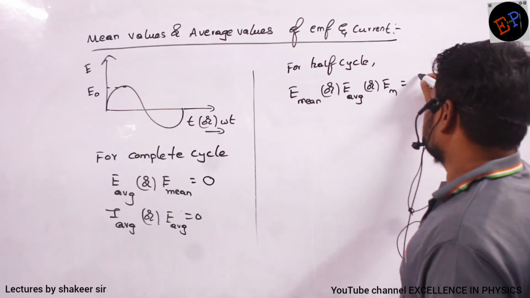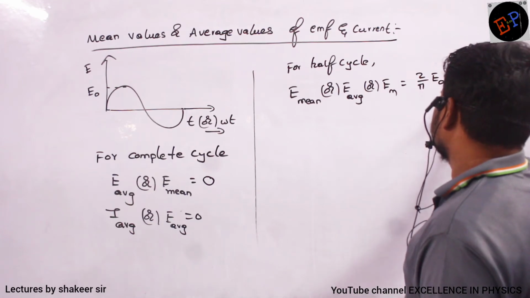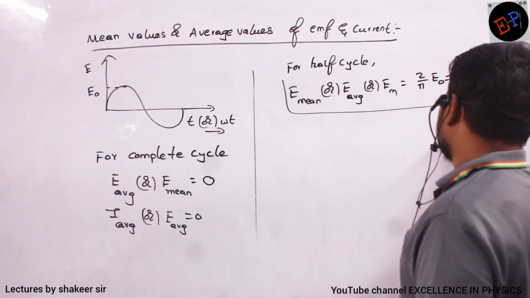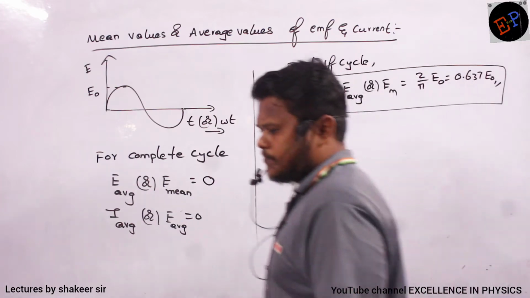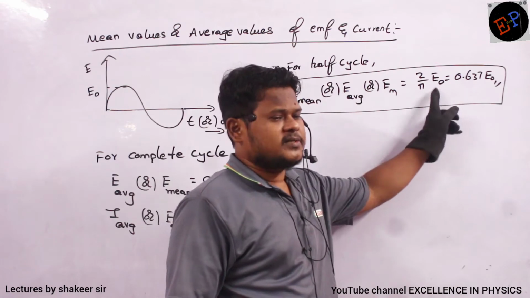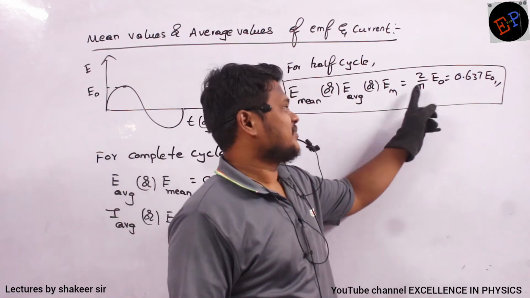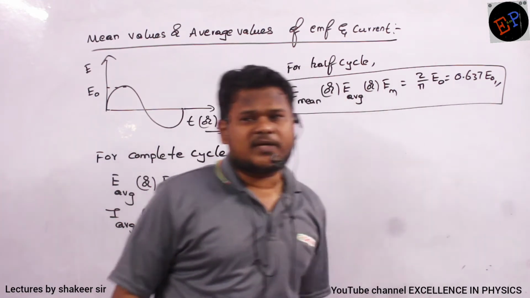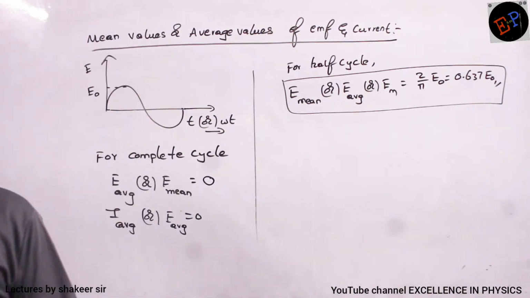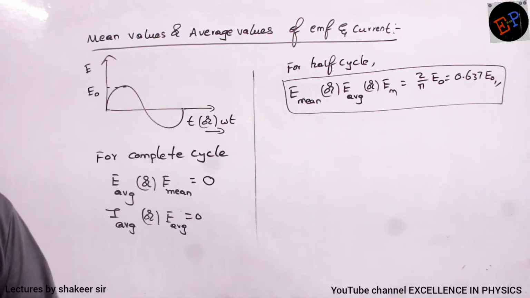This is equal to 2/π times of E naught, or you can write it is 0.637 times of E naught. So this value is called the mean value for half cycle. Okay. So it has how many times of E naught? 2/π times of E naught. And what is E naught? Maximum value of EMF. Okay, 2/π if you convert, it converts into 0.637. So 0.637 times of maximum value of EMF, that is called the average value of EMF, or you can call it mean value. Okay.